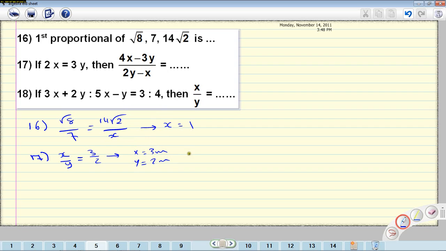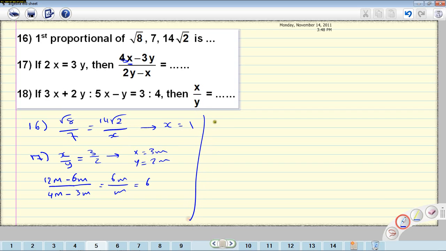So 4 here times x, which means 4 times 3m, which is 12m, minus 3 times y, which is 6m, over 2y, which means 2 times 2m, which is 4m, minus x, which is 3m. The answer equals 6m over m, which is 6.